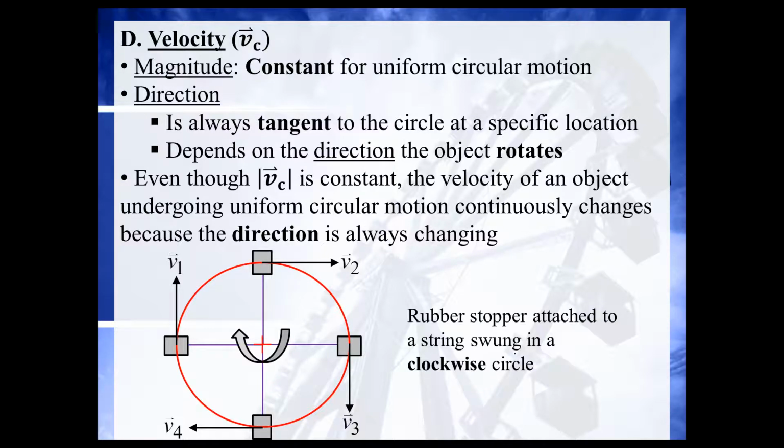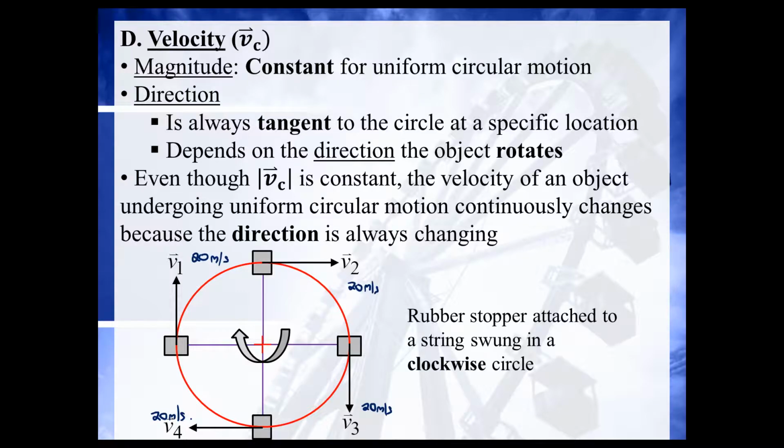Now, one thing about the velocity, so as we go around this circle, we know that our speed is constant. So for example, maybe we're twirling this thing around and maybe our speed is constant at like 20 meters per second, 20 meters per second, 20 meters per second.